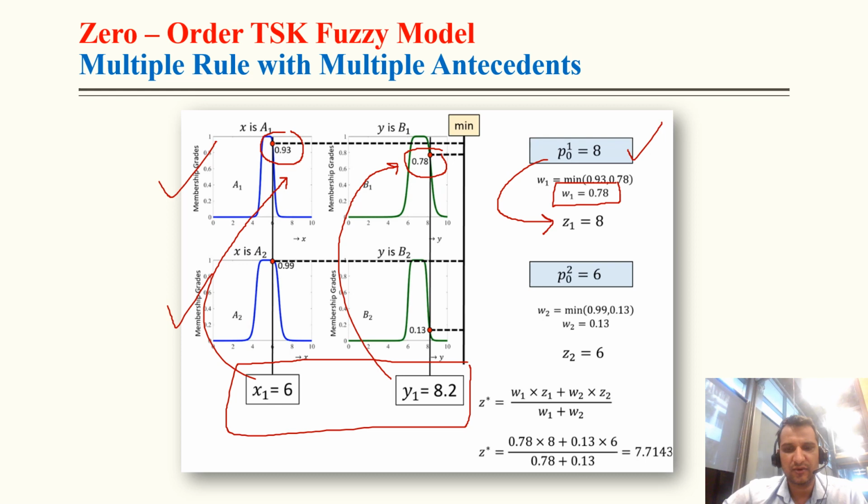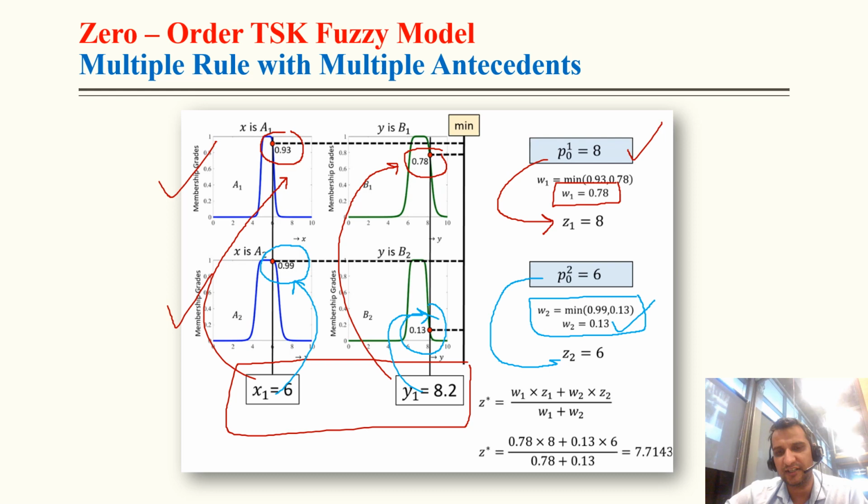For the second rule, what we have to consider, x1 is intersecting at this particular point and the degree of compatibility is equal to 0.99. In this case, y is intersecting at this particular point and the degree of compatibility is equal to 0.13. So out of 0.99 and 0.13, we have to consider the minimum value, and the minimum value in this case is equal to 0.13. Therefore this is the depth of firing. So again Z2 is equal to 6, because P naught 2 is known to us and this is represented by Z2.